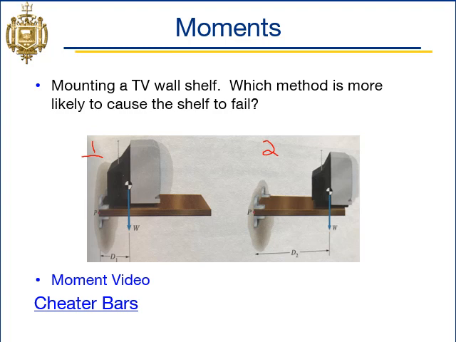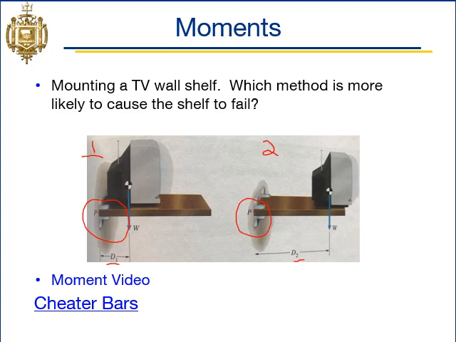Mathematically, the reason we do that is because in condition 1, the TV is creating a smaller moment than in condition 2. In condition 1, we have this short distance, so our moment would just be W times D1, acting on the wall here. Whereas in the second condition, we have W times D2, and D2 is much greater than D1. So our moment at the wall at point P in the second state would be much higher, so it's much more likely to lead to the shelf failing.